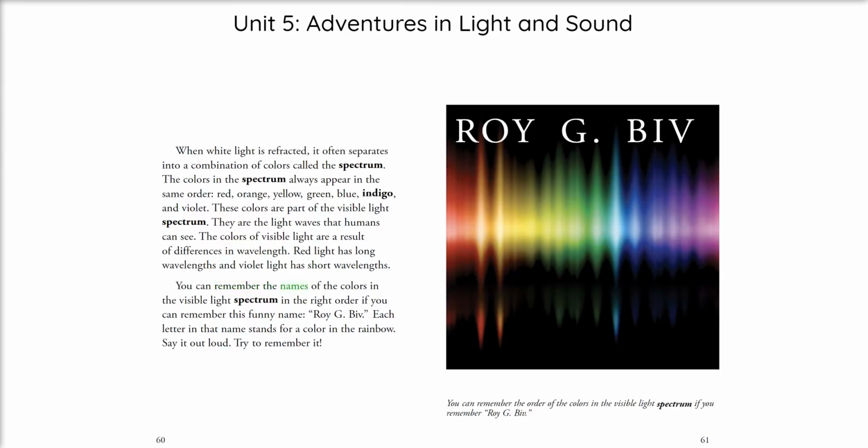You can remember the names of the colors in the visible light spectrum in the right order if you can remember this funny name: Roy G. Biv. Each letter in that name stands for a color in the rainbow. Say it out loud. Try to remember it.